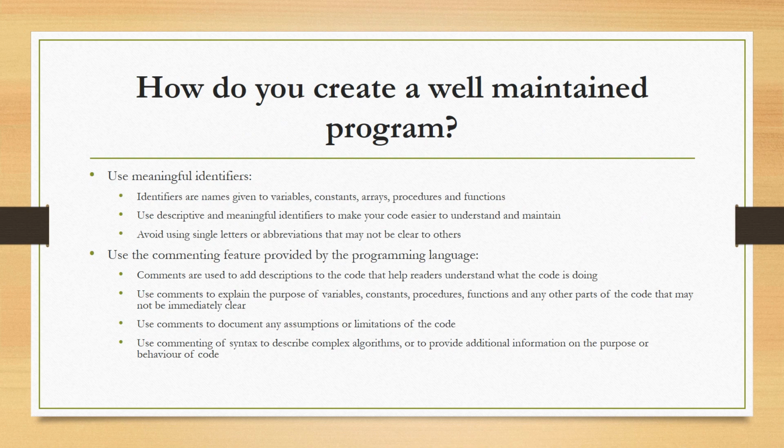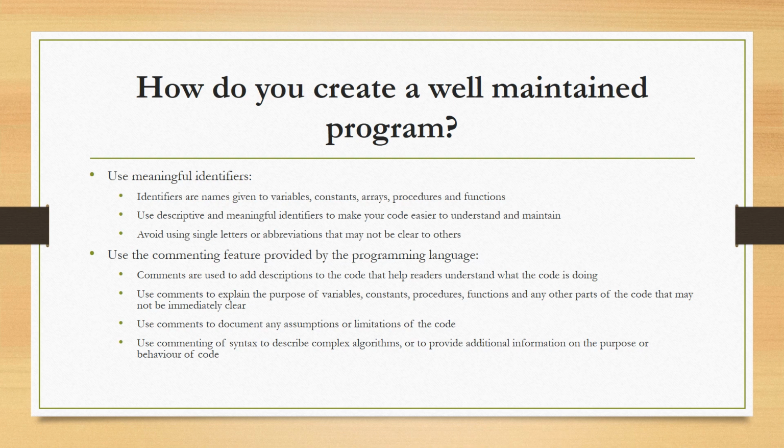So the next question is, how do you create a well-maintained program? The answer is very simple. Use meaningful identifiers and use the commenting features. You can write down simple code. Identifiers are basically names given to a variable, constant, arrays, procedures, and functions. You can use commenting as well.